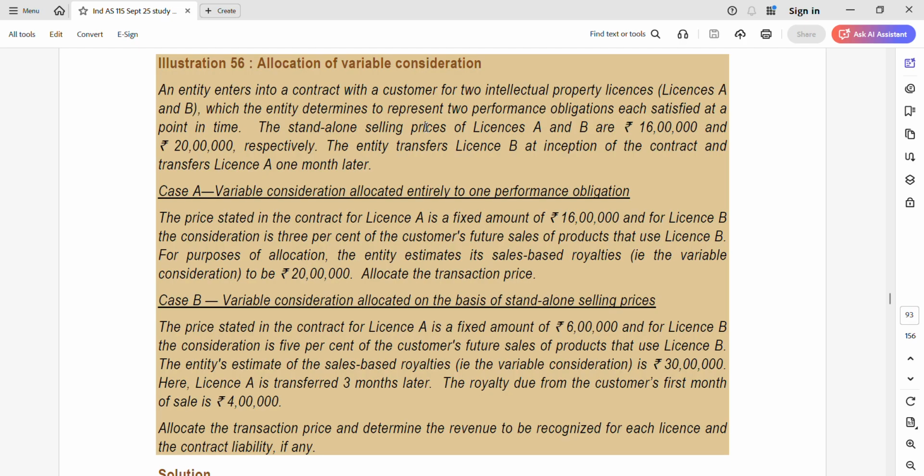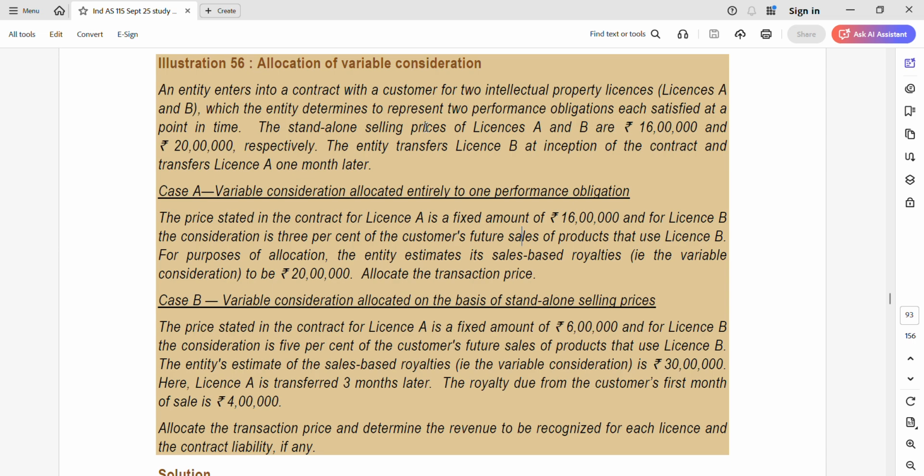The price stated in the contract for license A is a fixed amount of 16 lakhs, and for license B the consideration is 3% of the customer's future sales of products that use license B. So for purpose of allocation, the entity estimates its sales based royalties, that is variable consideration, to be rupees 20 lakhs. Allocate the transaction price.